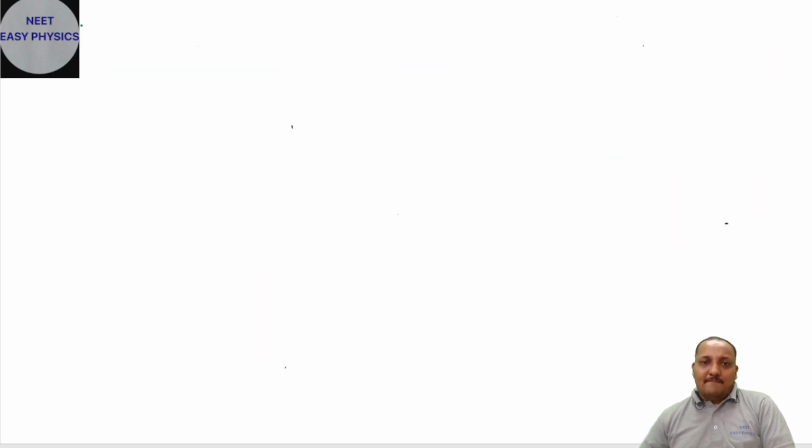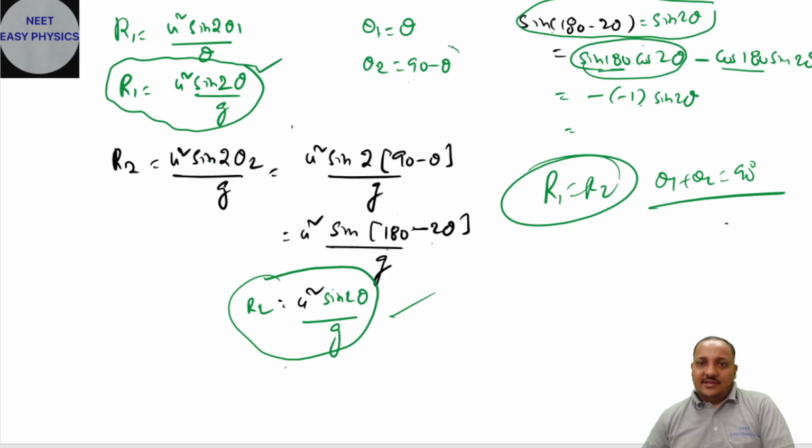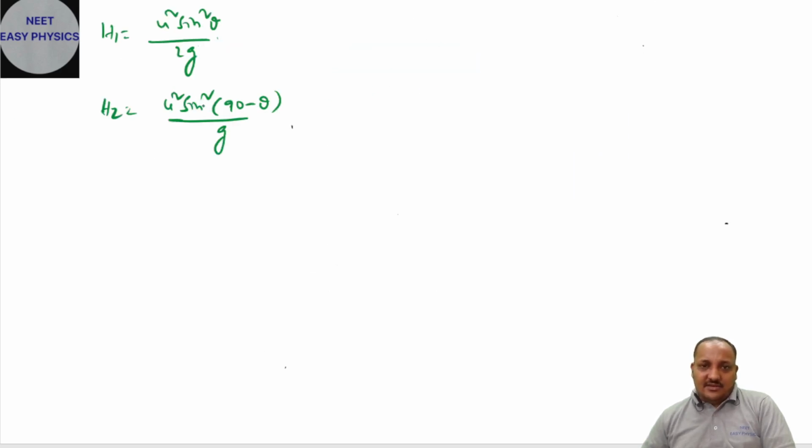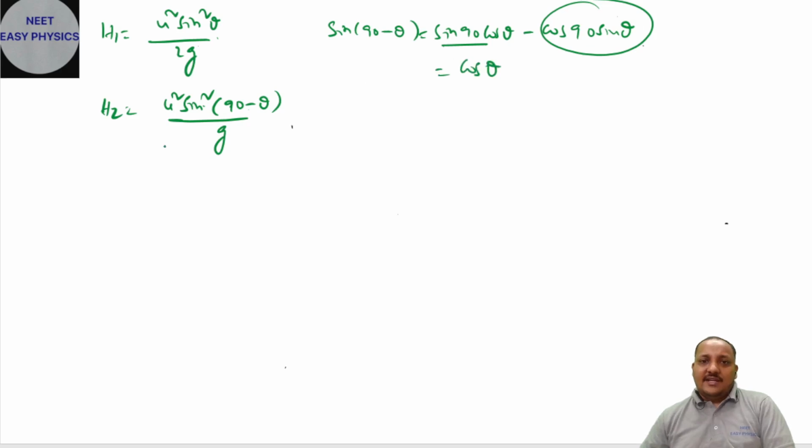Now, what about the maximum height ratio they will ask? H1 is equal to u square sin square theta by 2g. H2 is equal to u square sin square theta 2 by 2g. What is theta 2? 90 minus theta. What is sin square (90 minus theta)? Again, what is sin (90 minus theta)? If you forgot, sin A cos B minus cos A sin B. This term is 0, sin 90 is 1. Therefore, sin (90 minus theta) is cos theta. So H2 is u square cos square theta by 2g.